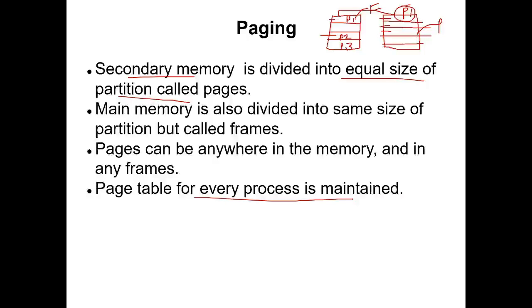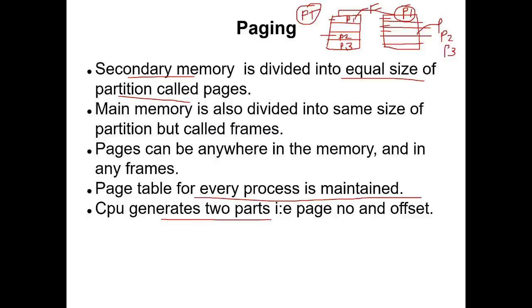A page table for every process is maintained. How does the operating system understand which page is stored in which partition? The operating system should know this, and this information is maintained in a page table. Suppose there are 3 processes, then for these 3 processes there are different page tables. Whenever these three processes are in main memory for execution, you can find out from the page table which process's page is stored in which frame.